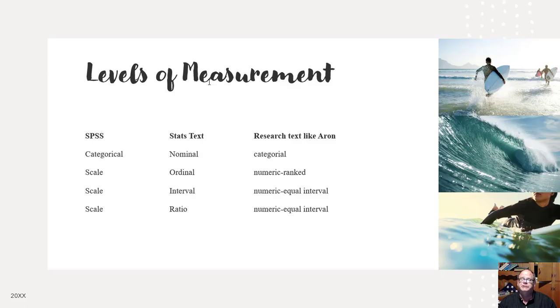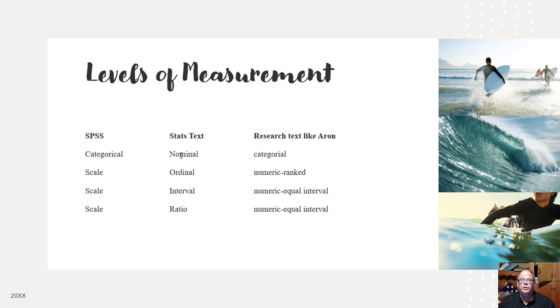All right, so levels of measurement refers to different levels or maybe qualities of data that we get for use in our studies. So you'll see I've got three columns here. The first one is SPSS, and this is how SPSS will refer to these different levels of measurement. The middle one is how a traditional stats text would refer to them. And the last one is how a research text like Aaron would tend to refer to them. Some of the research texts kind of use their own terminology, but what Aaron's doing is pretty typical.